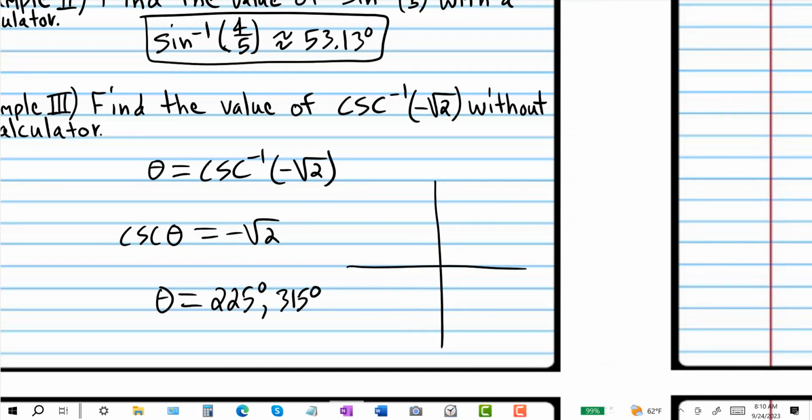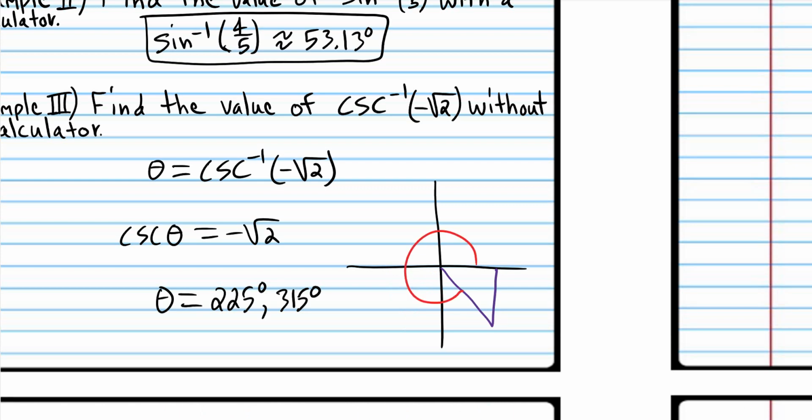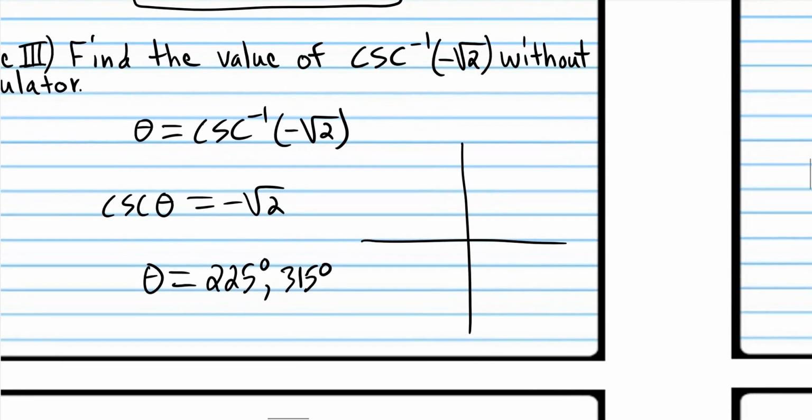There's another triangle in the fourth quadrant, 315 degrees, but again, that's not between negative 90 and 90. But remember, if the range is between negative 90 and 90, instead of rotating counterclockwise, we can actually rotate clockwise and find the angle negative 45 degrees. So that is actually the solution. It's a coterminal angle with 315 degrees.